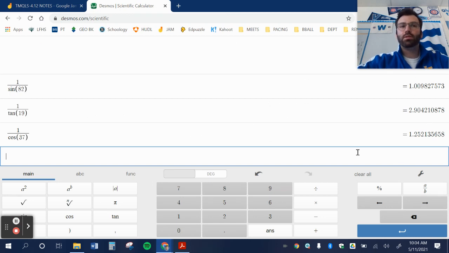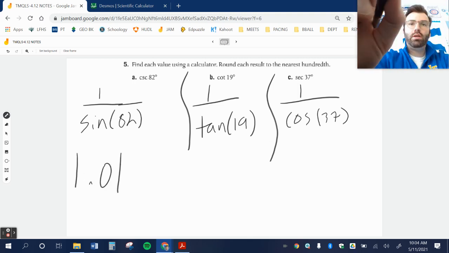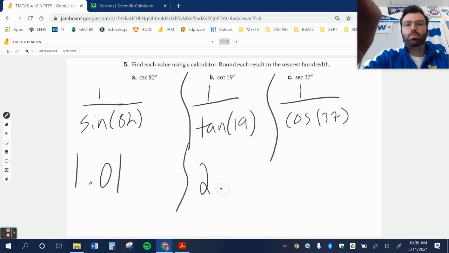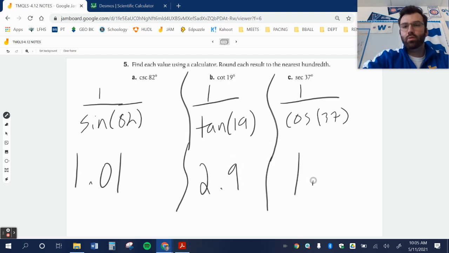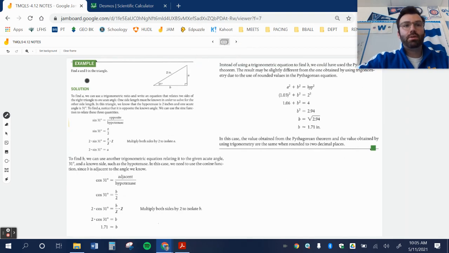Here we go. Here should be our three values: 1.01, 2.9, and 1.25. Let's keep going. We're almost done.